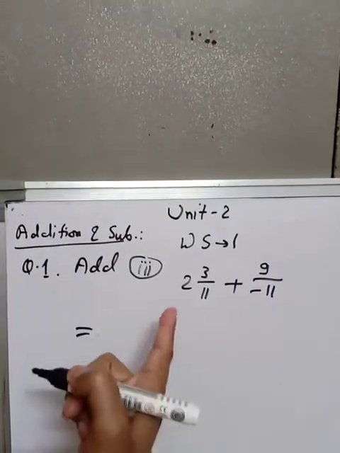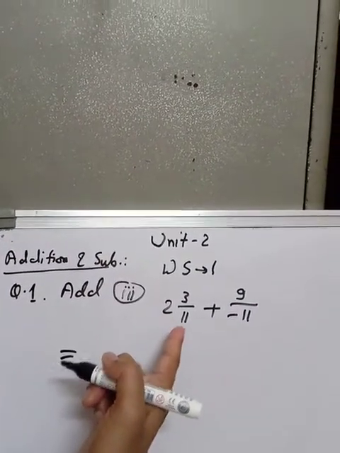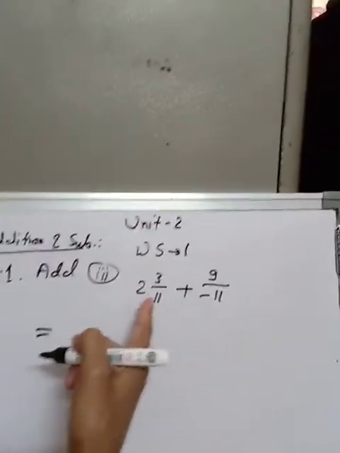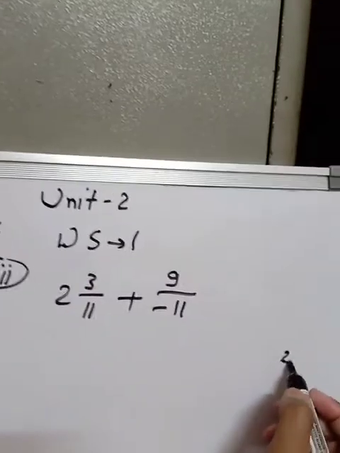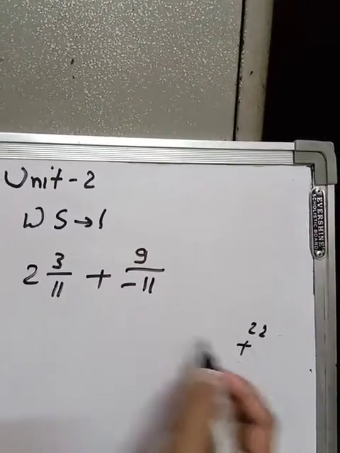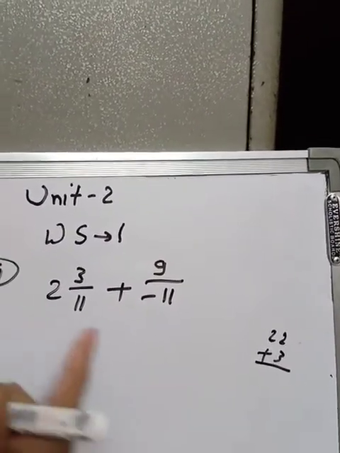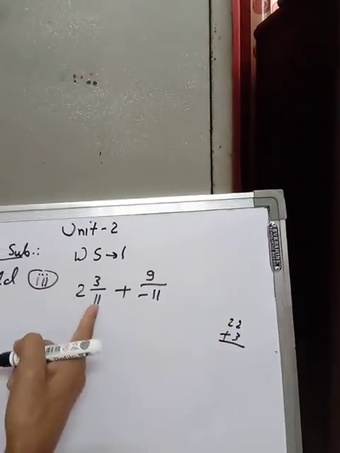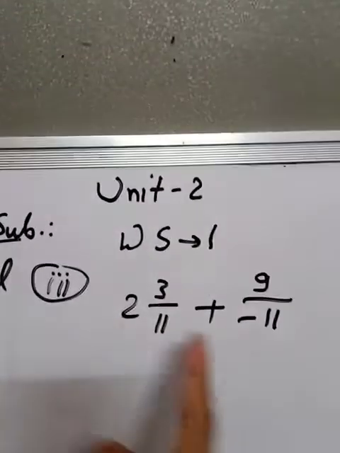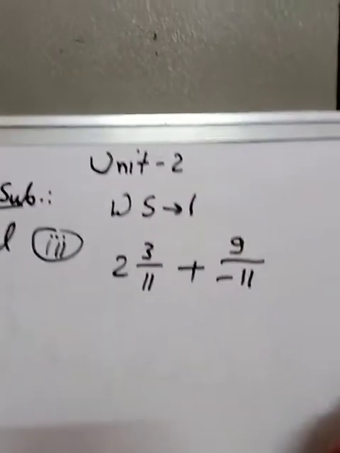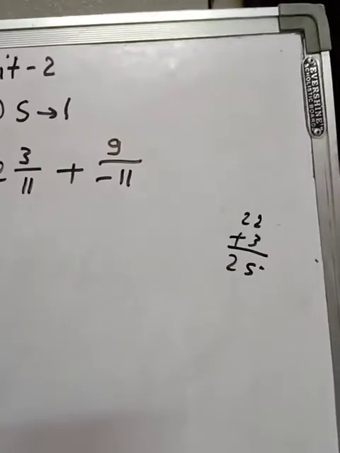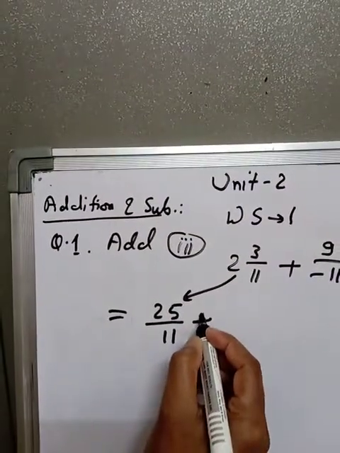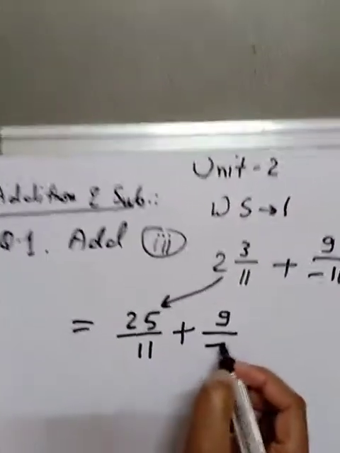First of all, we will convert this mixed number into an improper fraction. So 2 into 11, 22, and plus 3. This is the procedure for how to convert this into an improper fraction. 2 will be multiplied by 11, 22, and plus 3. This is 25. So this will become 25 upon 11 plus 9 upon minus 11.